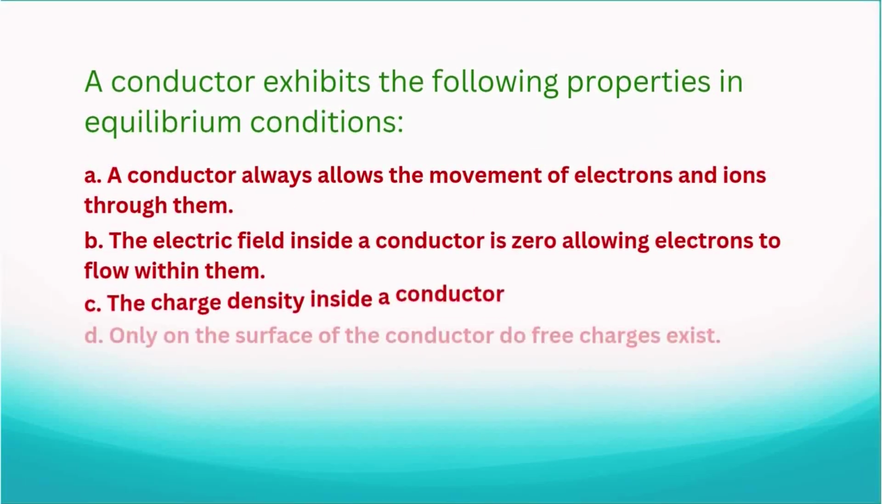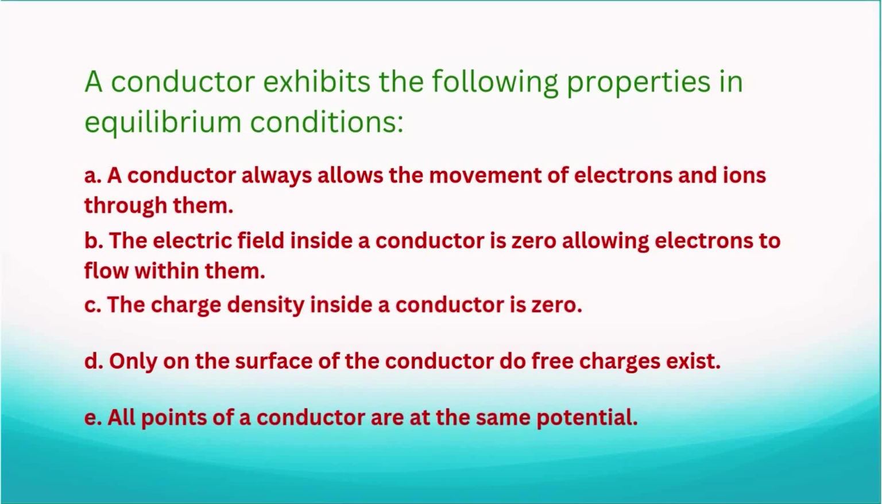In equilibrium condition, a conductor exhibits some very important properties. For example, a conductor always allows the movement of electrons and ions through them. The electric field inside a conductor is zero, allowing the electrons to flow within them. The charge density inside a conductor is zero. Only on the surface of the conductor can the free electrons or free charges exist. All points of a conductor are at the same potential. So, dear learners, these are the properties of a good conductor.